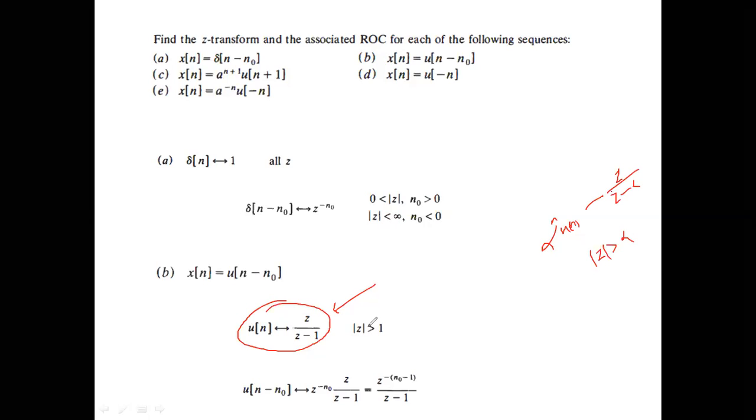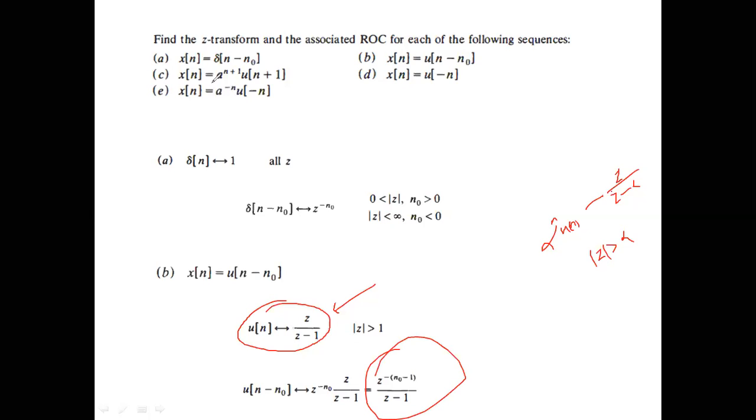If you already happen to know this, then for u of n minus n naught, you simply multiply this by z to the power minus n naught. That's that. Now, the third problem.